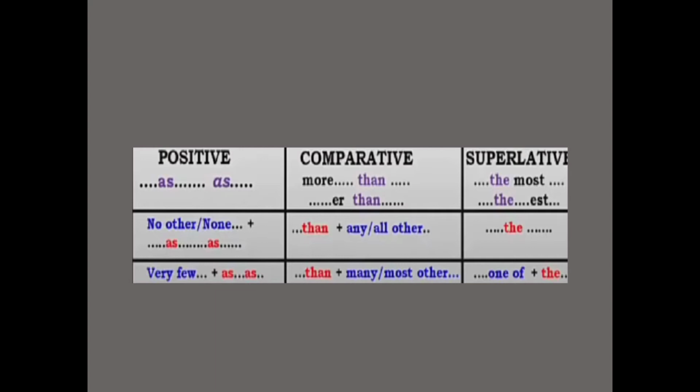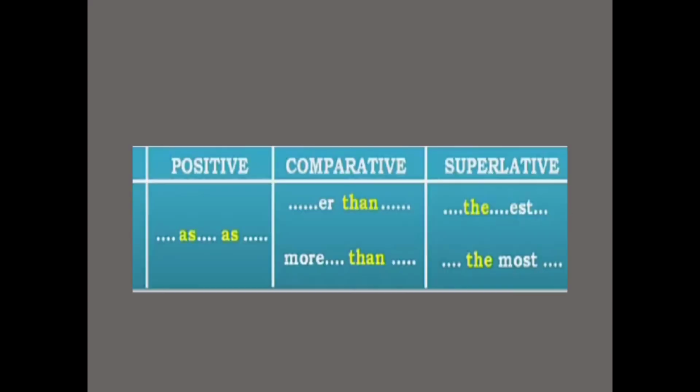And how will you start the answer of these? While converting the positive degree into comparative degree, you can use no other, none, or very few, plus as is also used. In the comparative form, than plus any or all other is used. And in this as well, than plus many or most other is used. And in the superlative form, the plus one of the is used.